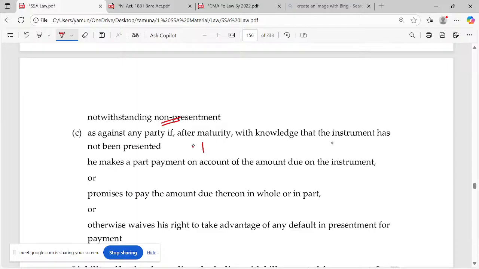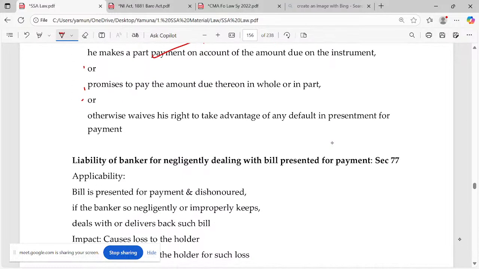ஓகே, ப்ராப்ளி ஆஃப்டர் மெச்சூரிட்டி, அந்த நாலேஜ் இருக்கு, இட் கேனாட் பி பிரசன்ட்ங்கிற மாதிரி எல்லாம் பார்ட் பேமெண்ட் பண்ண முடியாது, அந்த மாதிரி ரீசன்னால தெரிஞ்சுக்கிட்டா போதும் அதெல்லாம். ஓகே, then we'll go for section 77, liability of a banker for negligently dealing with bill presented for payment. நெக்லிஜென்சி யாரோடது? பேங்கரோடது. அப்போ அவருக்கு வந்து கட்டாயமா பெனால்டி வந்துடும் இல்லையா.